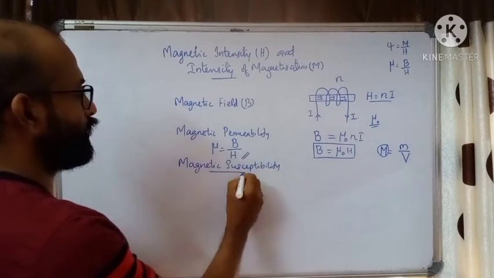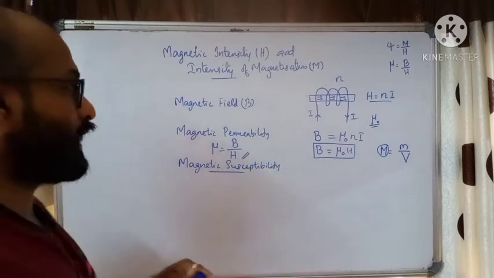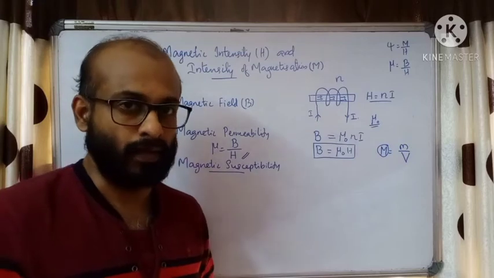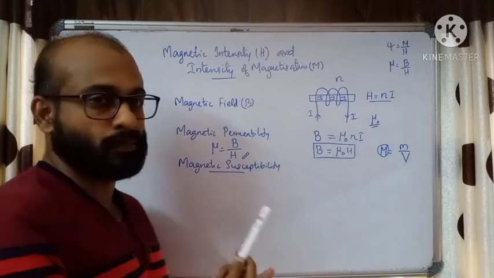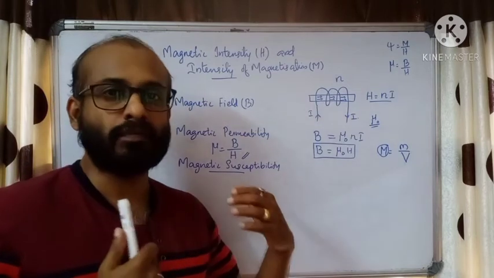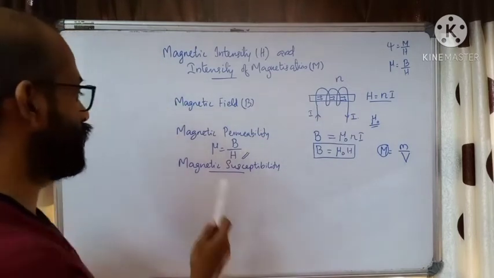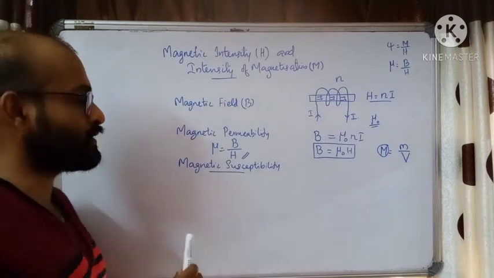Now we'll see what magnetic susceptibility is. It is the extent to which we can magnetize a material. If you place a magnetic material inside a current carrying solenoid, it is magnetized. To what extent can we magnetize the material? That is denoted by the term called magnetic susceptibility.